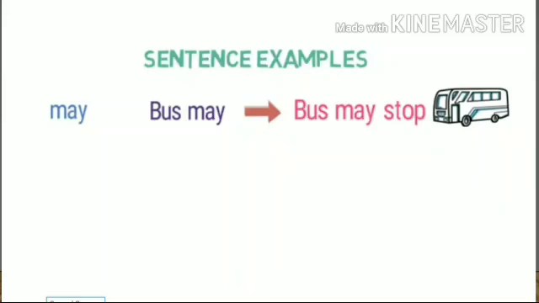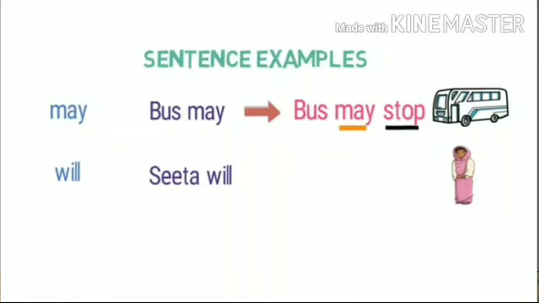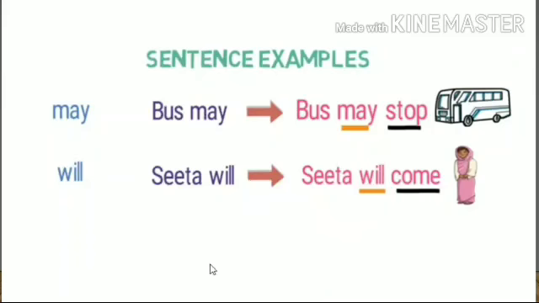Now let's look into the second example. We will take the helping verb will. Sita will. Does this statement convey any meaning about the subject Sita? No, it doesn't. Now look at the complete sentence here. Sita will come. Here we have used come, which is the main verb, with will as a helping verb.